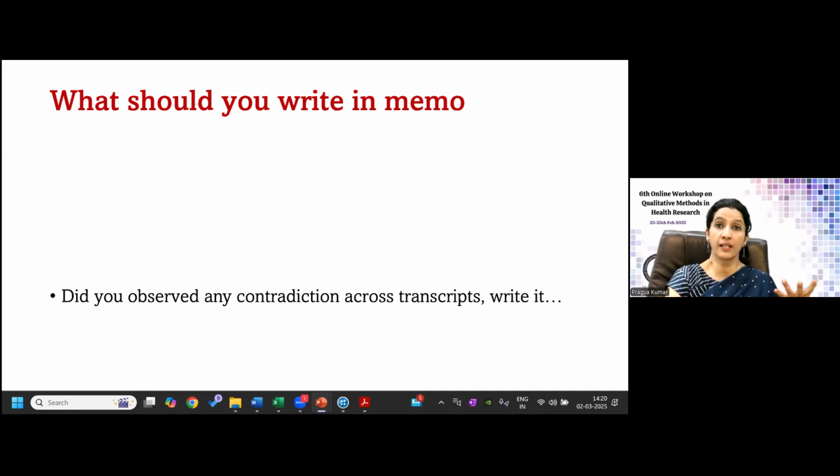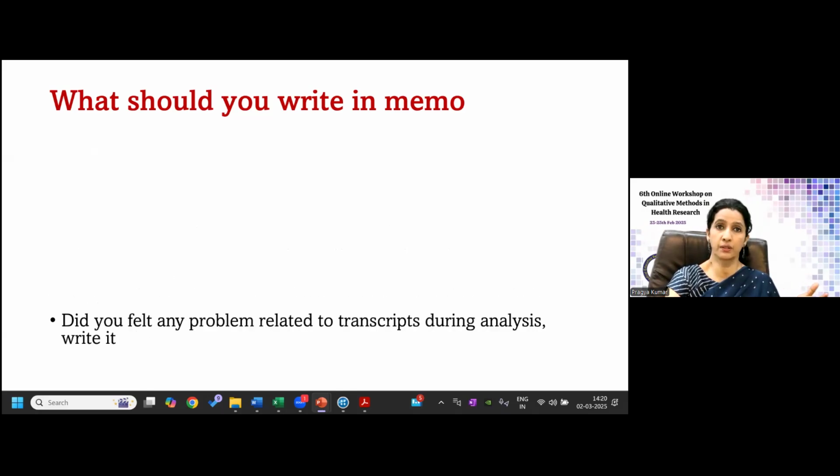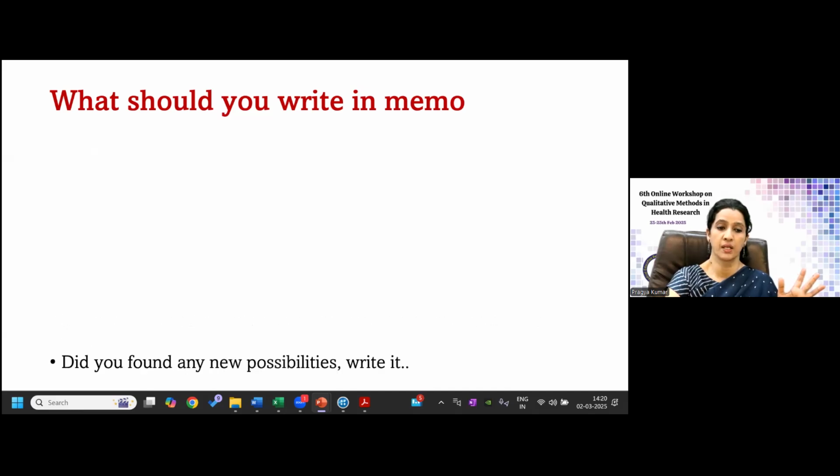Did you observe any contradiction across these transcripts? That also you will have to write. Or have you felt any problem related to a transcript during analysis? That also you have to write. Or any new possibility of research, or anything new where you want to go back to the participants, like in the Swasthya Mitra article, where we called them again after a few days to verify a few things. If you want to recheck something, you can also do that.